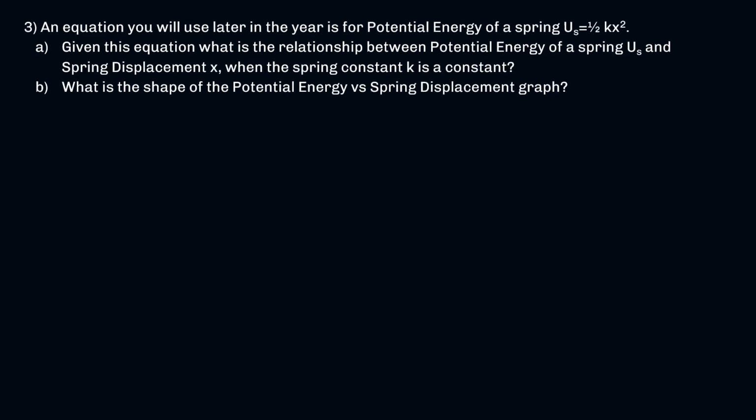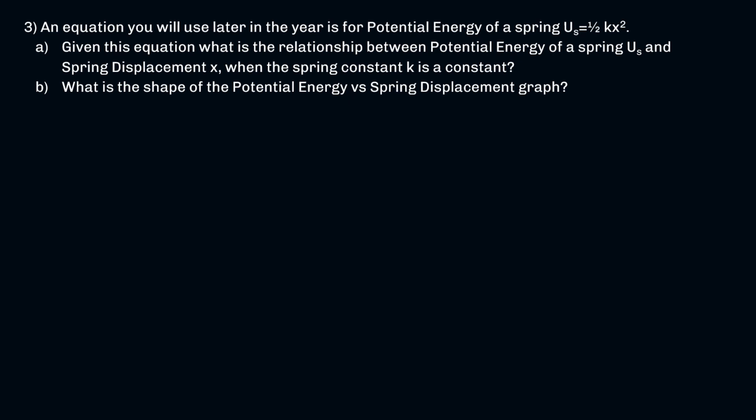Our last example for today's video, we have here an equation you will use later in the year, for potential energy of a spring, U subscript s equals 1/2 kx squared. So given this equation, what is the relationship between the potential energy of a spring, U subscript s, and the spring displacement x when the spring constant k is a constant?